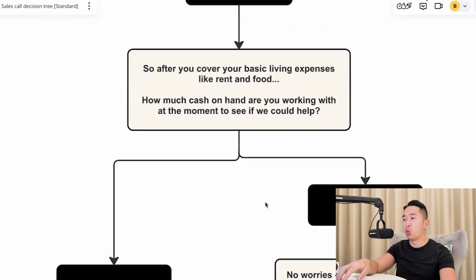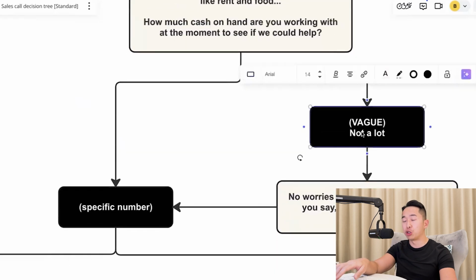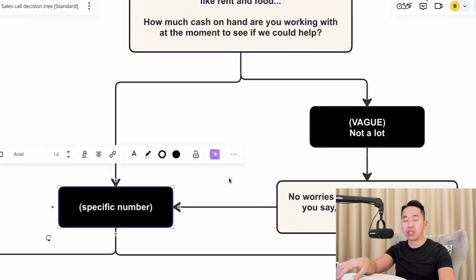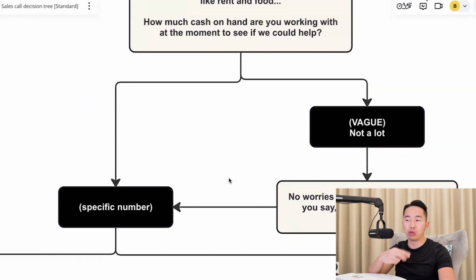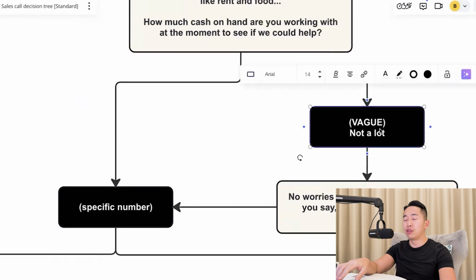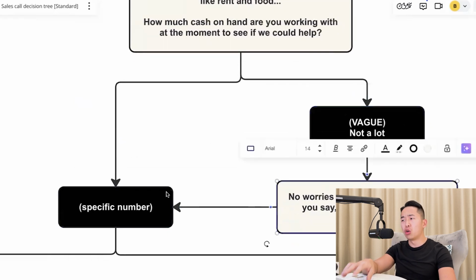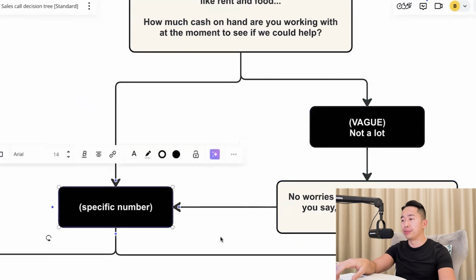And after that, you'll get one or two different answers. You'll get a vague response, like "not a lot," but they don't tell the exact amount, or they may tell you the exact amount, which is "I'm working with 1K right now, 2K right now," whatever. Now, if they give you a vague response, like "not a lot," you simply clarify. Okay, oh, no worries. Or on how much, you just say "to see if it can help you. No judgment." Because some people say that because they don't want to feel judged. They're a little bit embarrassed. So we're creating a safe space for them, no judgment. And then they open up.